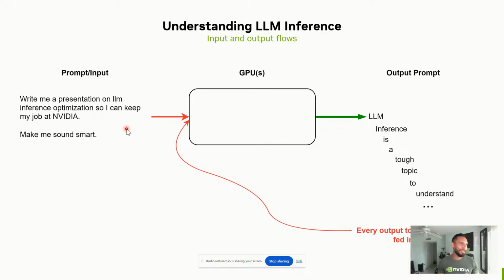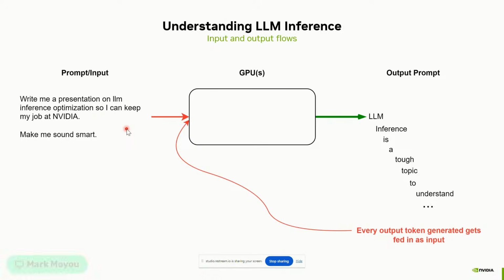Now, let's jump into LLM inference. On the left-hand side, I'm asking this large language model to write me this presentation that I'm showing to you today. I want you to think I'm really smart so I can keep my job at NVIDIA. But at a high level, what happens? I send this prompt into a GPU. Notice there's nothing in the box in the GPU. We'll start to fill that out as we go along in the presentation.